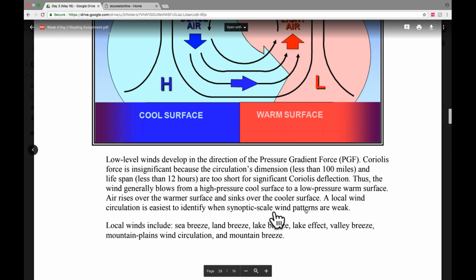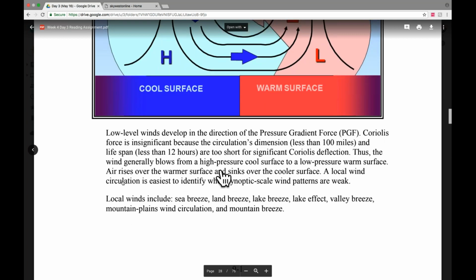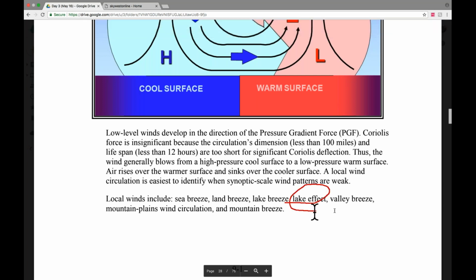Local wind circulation is the easiest to identify when synoptic scale wind patterns are weak. So these are the types of winds associated with the low-level winds: sea breeze, land breeze, lake effect, valley breeze, mountain plains wind circulation, and mountain breeze. So in Salt Lake, we get a lot of this lake effect. We also get a lot of this mountain breeze as well. We get a lot of this lake breeze and lake effect over in the Great Lakes area.